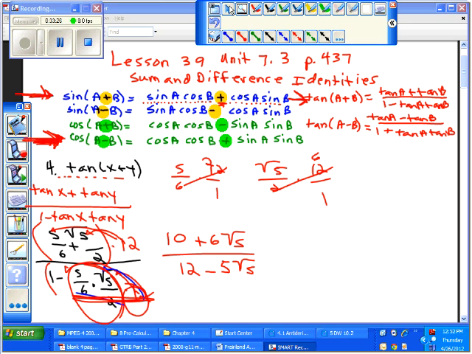So by multiplying the numerator and denominator by the common denominator of all denominators, we went from a complex fraction to a normal one. Doesn't look real normal. But the problem we have now is a radical in the denominator. But it's a binomial situation. If you have a radical that's a part of a binomial in the denominator, how do you rationalize? You multiply by the binomial conjugate. So we need to multiply the top and bottom by the conjugate of the denominator, which would be 12 plus 5 square root 5.